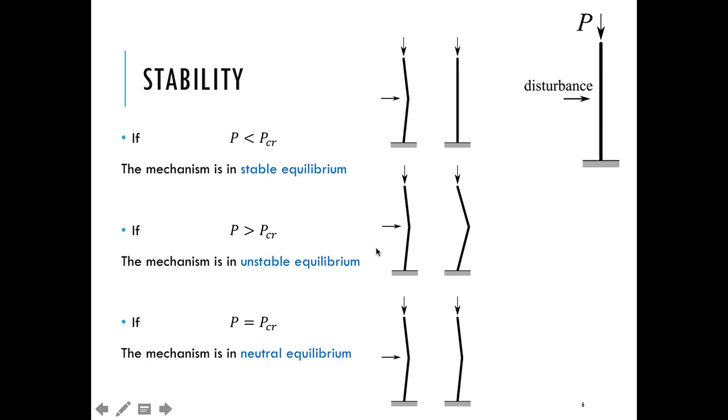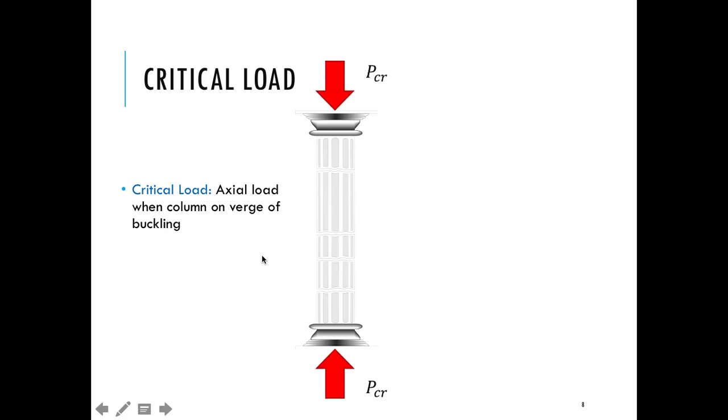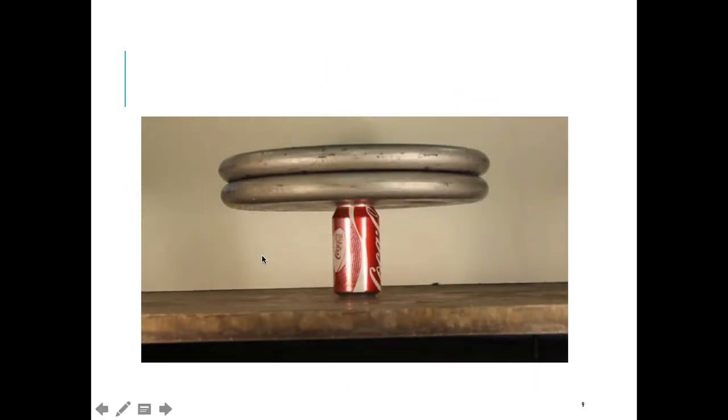Clearly this critical load P CR for a system is of utmost importance. What does it represent? The critical load is the load at which the system is on the verge of buckling, or on the verge of unstable equilibrium. If our applied load becomes higher than the critical load, then the system would undergo buckling failure. So it is of utmost importance, as design engineers, that we ensure that for our columns or structures, the applied loading remains below the critical load for that system. Just on that note, let me show you an example of buckling.